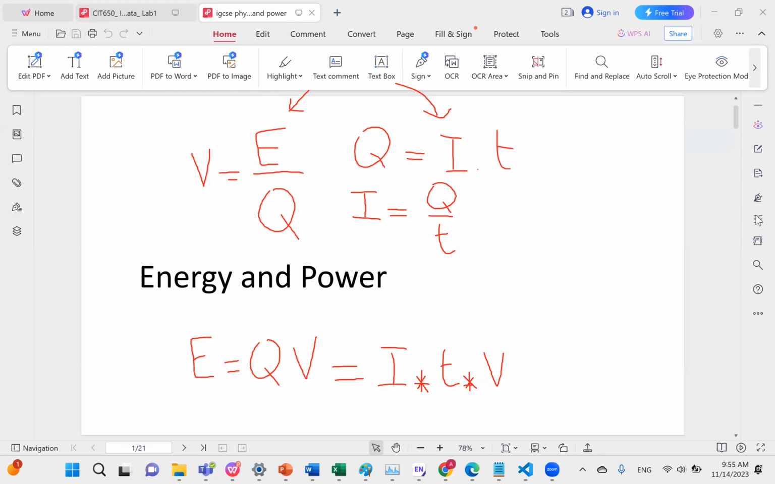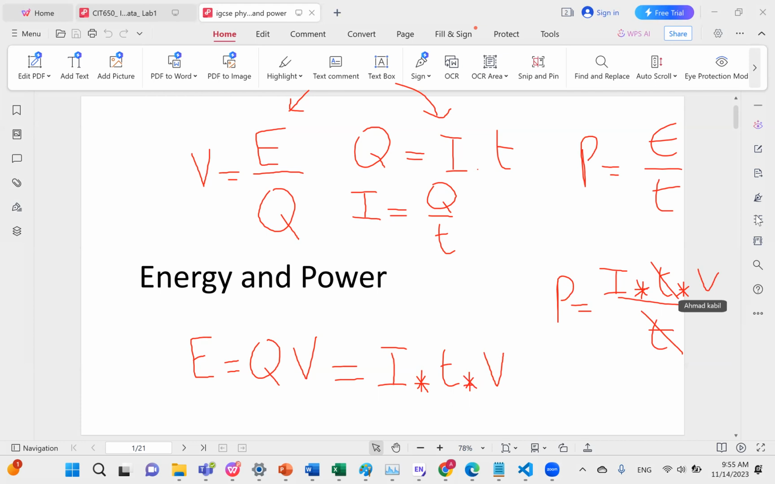How is this significant? Well, we need to understand that the energy can be expressed as charge times voltage or current times time times voltage. From previous videos as well, from mechanics even, we took that power is equal to energy over time. So power is equal to I multiplied by T multiplied by V over time. We can cancel out T and T, and we get IV.